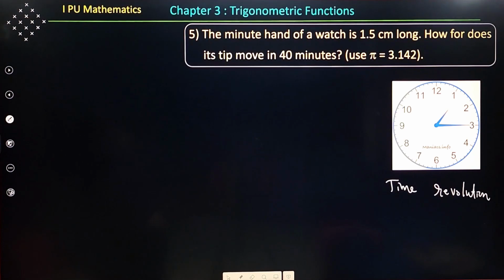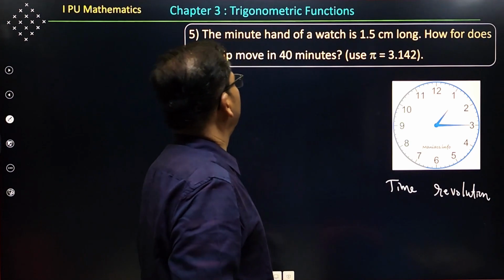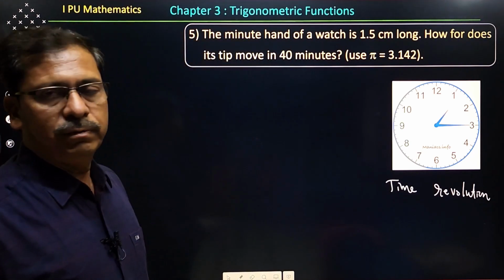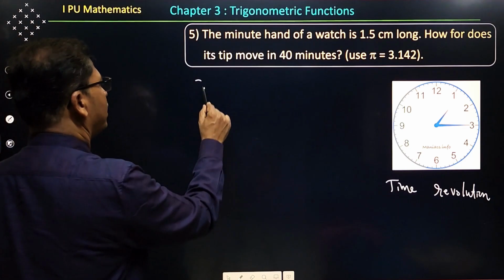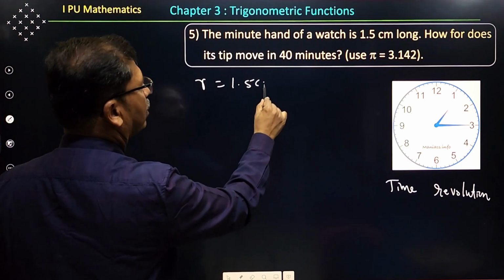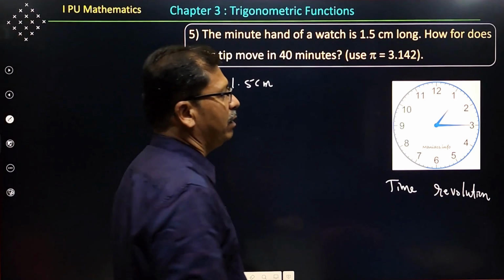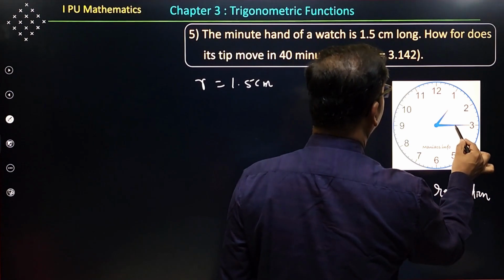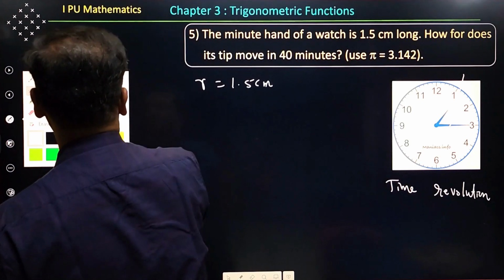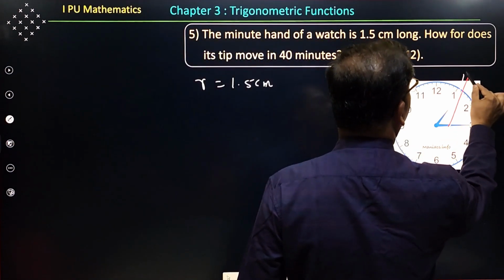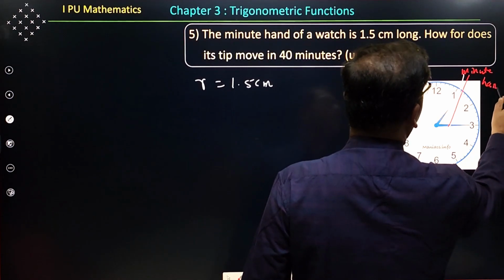Okay, see here, next question, you see what's the problem here. The minute hand of a watch is 1.5 centimeter long, means you take it as the radius, r is equal to 1.5 centimeter. How far does its tip move in 40 minutes? Minute hand. This is what the minute hand is, inside this clock.